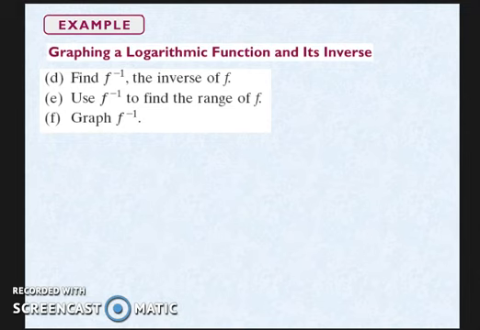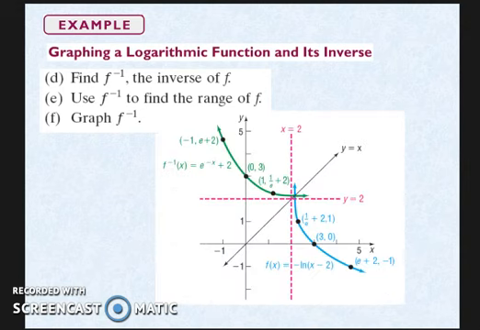It says you have to find the inverse of f and use f inverse to find the range of f, and then graph f inverse. Now the inverse function of logs is the exponential function. So whatever the graph was that we drew, we have to reflect that same graph in this line y equals x. So we get this graph. The green one is the inverse function's graph.